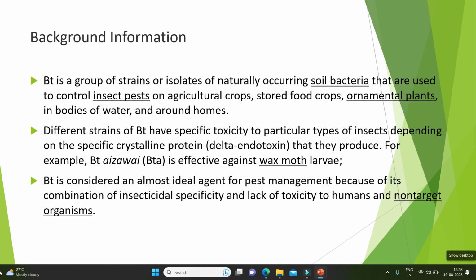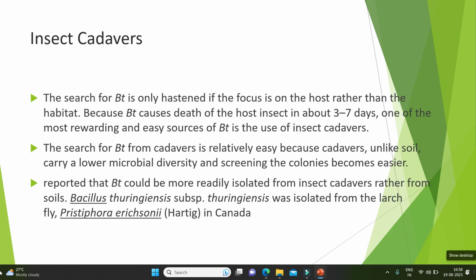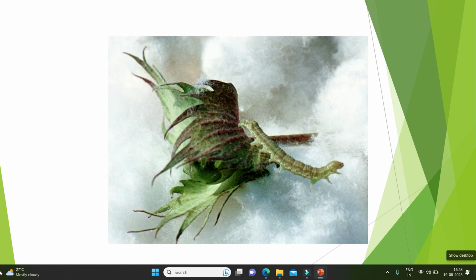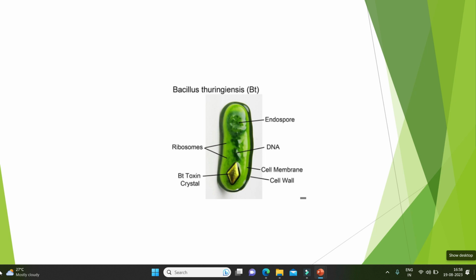The era of BT began in 1901, when the Japanese scientist Shigetane Ishiwata isolated the bacterium from dead silkworm larvae, from insect cadavers.